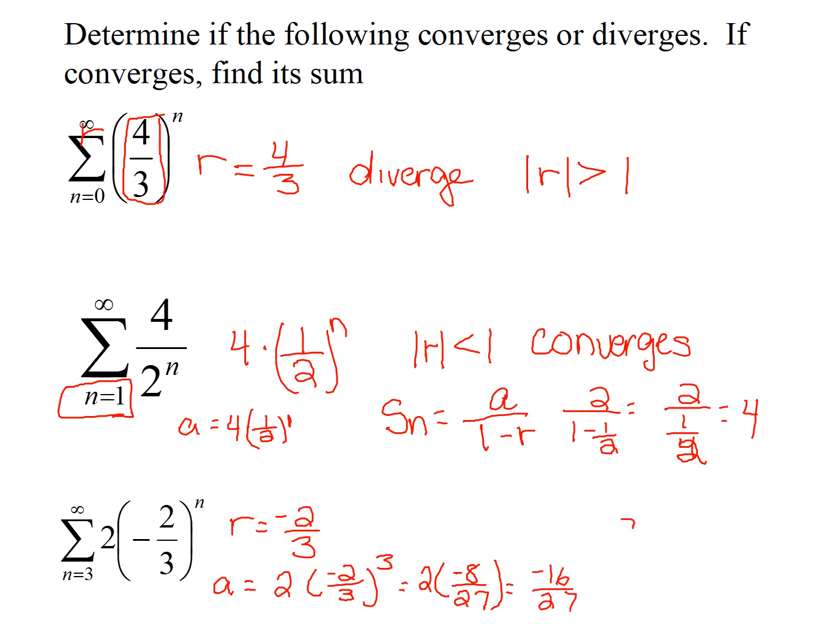So to find the sum, it would be negative 16 over 27 over 1 minus negative 2/3. Okay? And I'll let you figure that out.